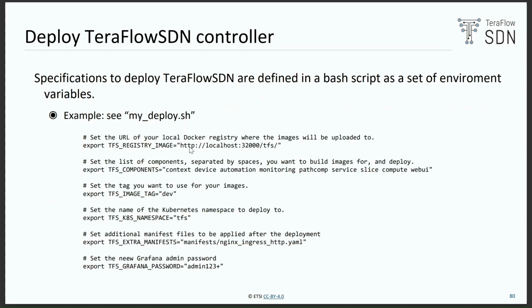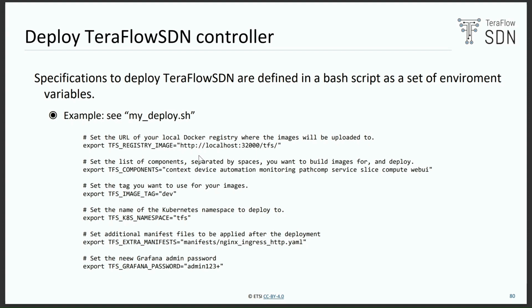Okay, having said that, the first thing I want to explain is that we tried to facilitate as much as possible the deployment of the TeraFlowSDN controller. That means instead of having to tweak a lot of files, we tried to compact the settings in a single file that you can source. It's a bash script that you can source, and it provides the different settings. These settings include the Docker registry where we will store the produced images for the different microservices.